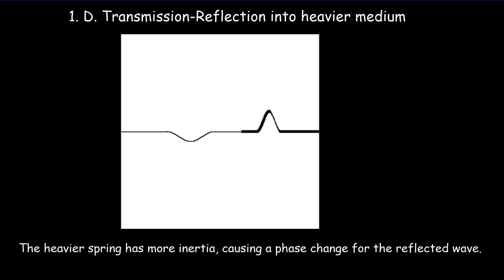We can take this a little bit farther and imagine a pulse that's sent in from a light medium and then goes into a heavier medium. So we might imagine here a coil spring with very thin wire coils. That would be the light medium, and then a spring with heavy wire coils would be the heavier medium. So this is the incident pulse coming in here. This here would be the transmitted pulse, and this one coming back here would be the reflected pulse.